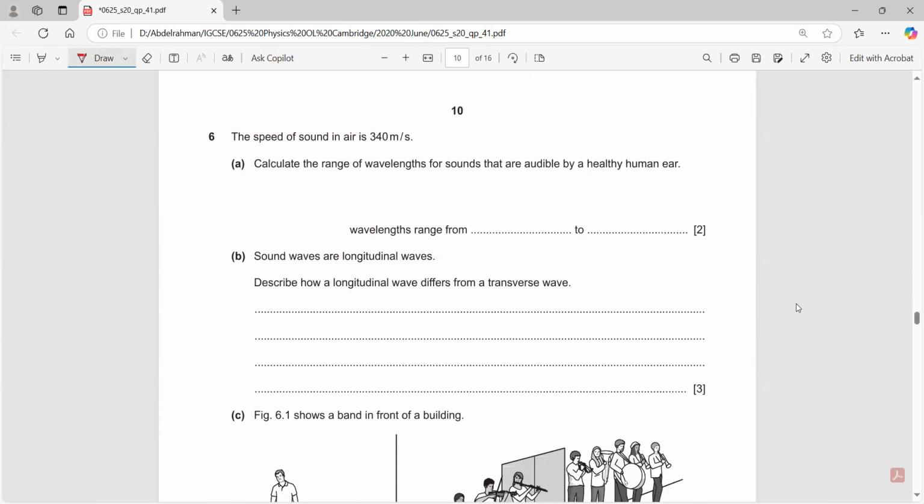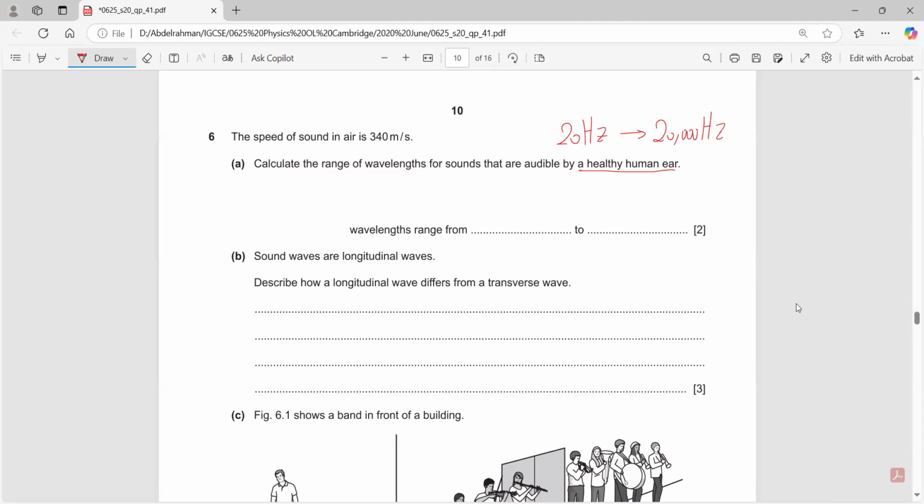The speed of sound in air is 340 meters per second. Calculate the range of wavelengths that are audible by a healthy human ear. Again, he said the wavelengths, not the frequencies. If you have a healthy human ear, you'd be able to hear frequencies from 20 hertz all the way to 20,000 hertz.